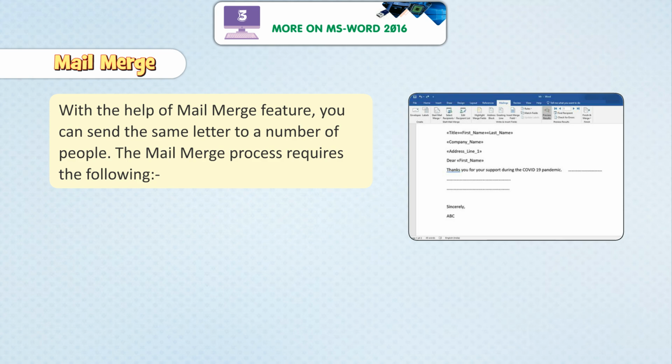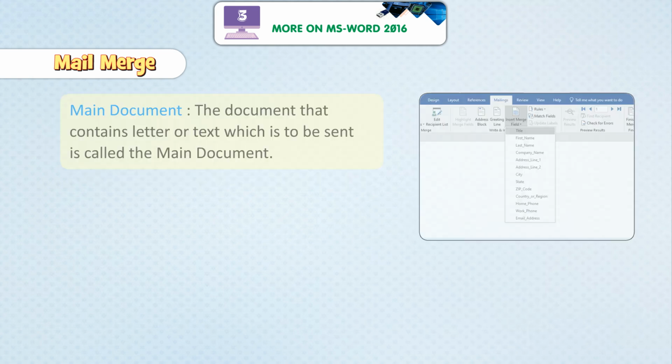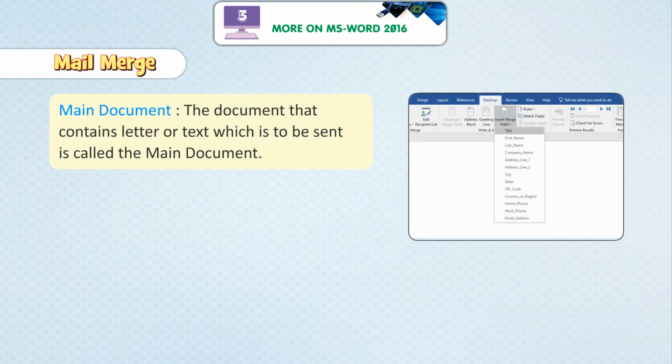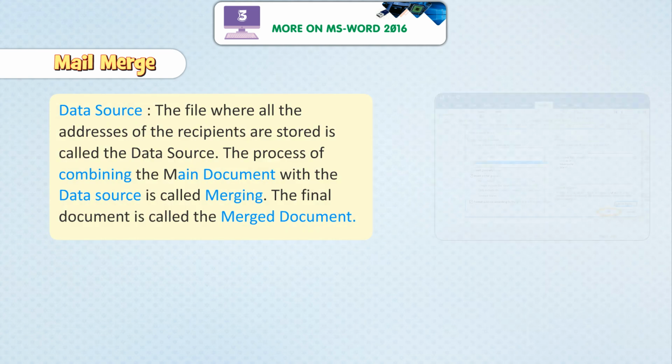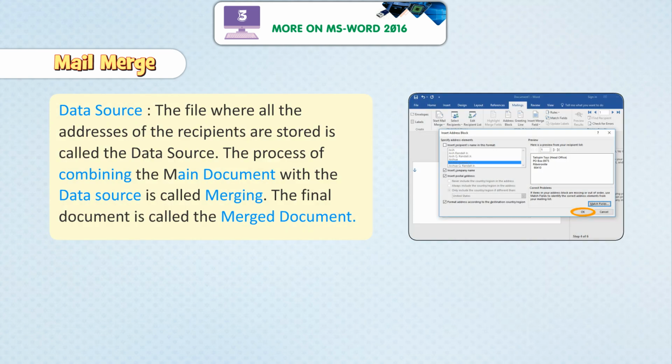The Mail Merge process requires the following. Main document. The document that contains the letter or text which is to be sent is called the main document. Data source. The file where all the addresses of the recipients are stored is called the data source. The process of combining the main document with the data source is called merging. The final document is called the merged document.